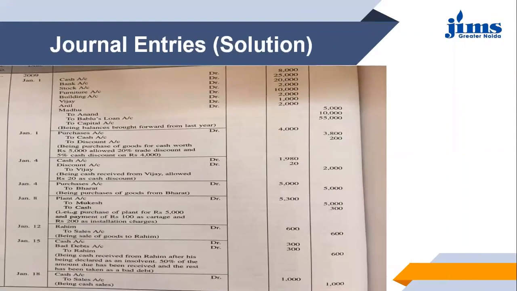It is plant account debited to Mukesh account. Plant account is getting debited to Mukesh account, which says 5,300 for plant debit to Mukesh to cash 5,000 plus 300. So now what you have to do is, since you have to look for the plant account, I don't think we have prepared the plant account for any of the previous entries. So we will prepare the plant account also. We will prepare Mukesh account also, because there is no Mukesh transaction in the previous entries, and cash we already have.